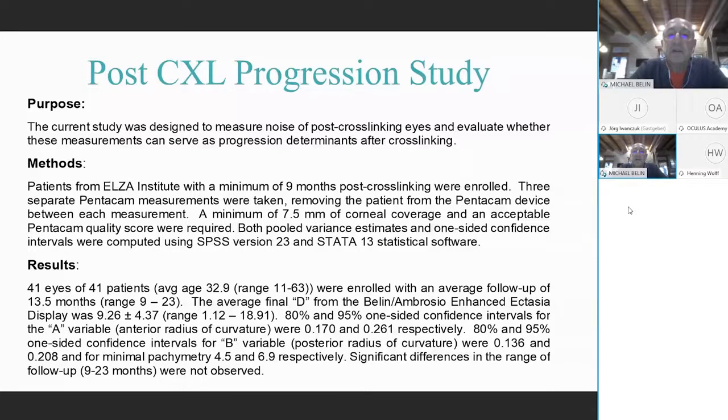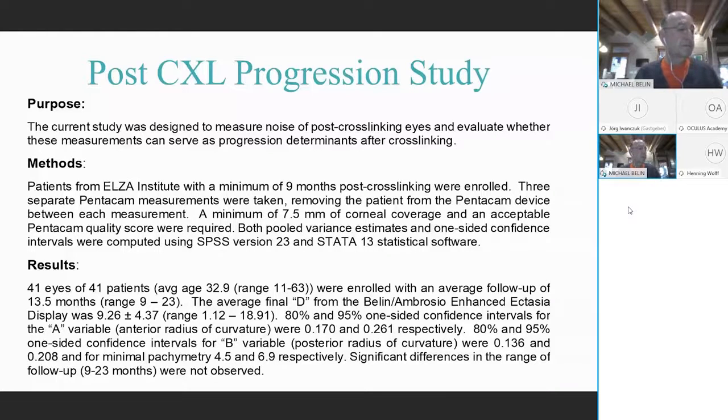The current study was designed to measure noise of post-cross-linking eyes and evaluate whether these measurements can serve as progression determinants after cross-linking. We did 3 separate Pentacam measurements, taken by removing the patient from the Pentacam device between each measurement. We required a minimum of 7.5 millimeters of coverage and acceptable quality scores. Then we did statistical analysis, variance estimates, and one-sided confidence intervals. We looked at 41 eyes with an average age of 32.9, with a minimal follow-up of 9 months and an average of 13.5.